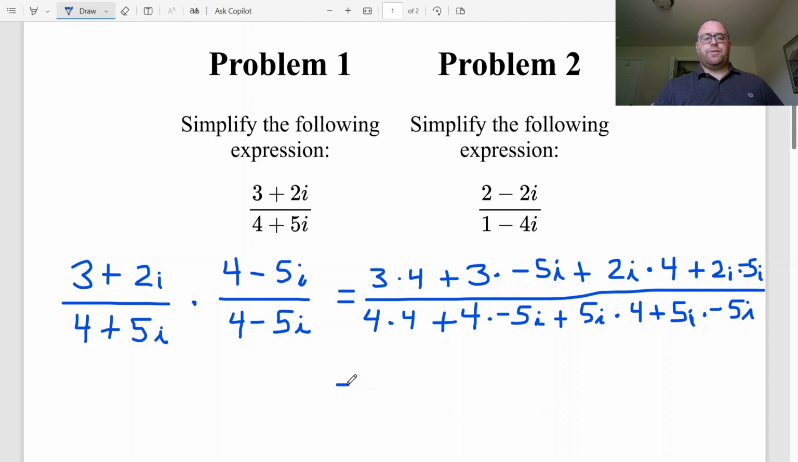Okay, so let's work this out. So 3 times 4 is 12. And then we have 3 times minus 5i, so plus a negative 15i. And then we do 2i times 4, so that's plus 8i. And then we do 2i times negative 5i, so that's negative 10i squared. i squared is negative 1, so it's negative 10 times negative 1, so it's plus 10.